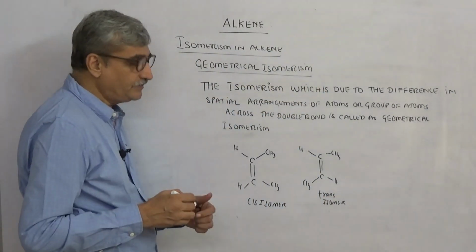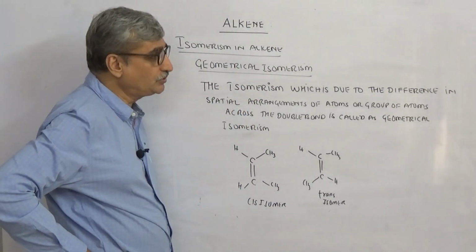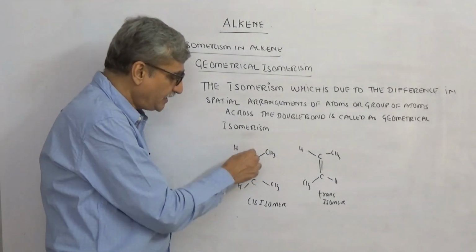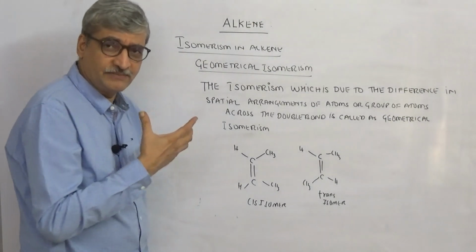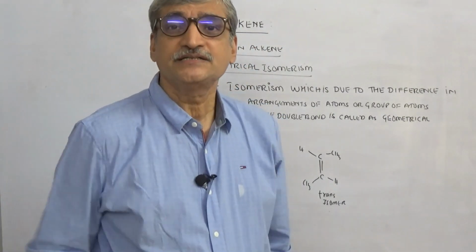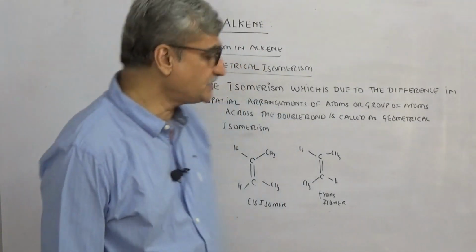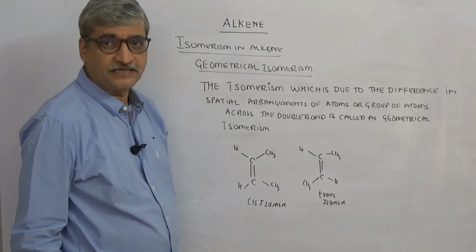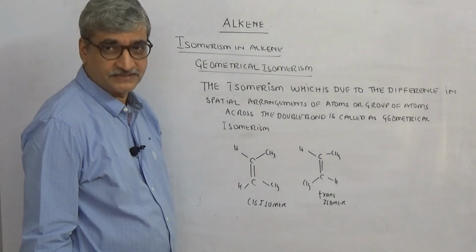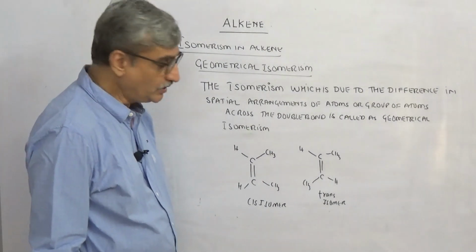So this is the explanation. Now we can understand the definition. The isomerism which is due to difference in the spatial arrangement of atoms or groups across the double bond. So across the double bond in space, if similar groups are on same side, cis isomer; similar groups on opposite sides, called trans isomer. As a thumb rule, trans isomer is more stable than cis isomer because it has a lesser dipole moment. Sometimes a trans isomer has a dipole moment of 0. So it will be more stable.